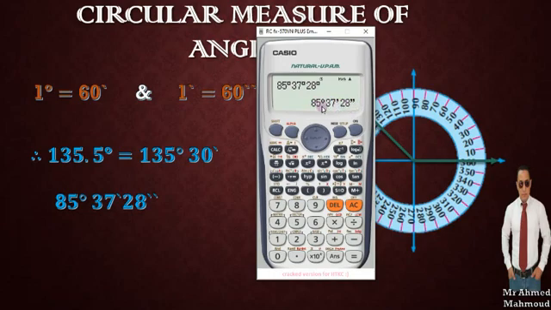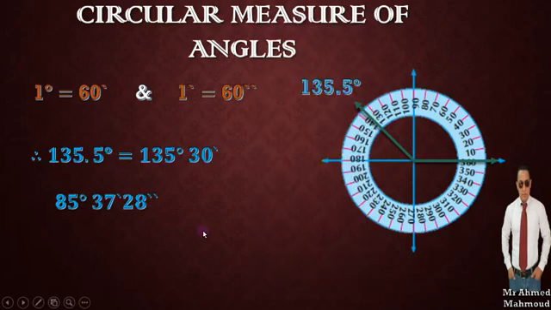Now I need to change this one into decimal. I will press again degree minute second. It gives me 85 degrees, 0.624, and so on, decimal. Okay, it will be like this: 85 degrees, 0.624. And this is how we can change from degree to degree minute second, or from degree minute second to degree, by using the calculator.